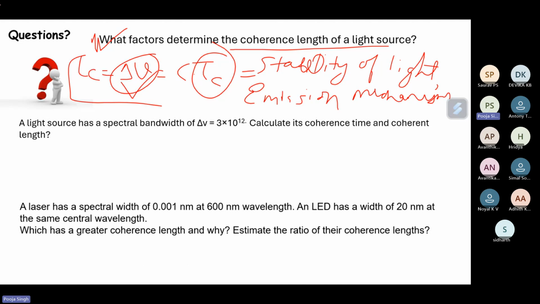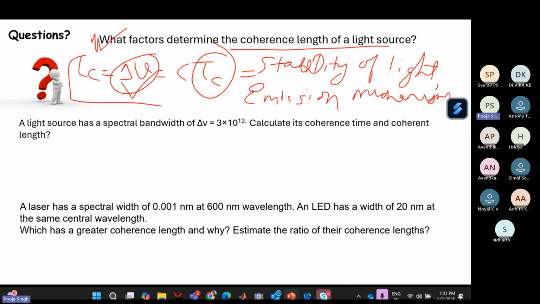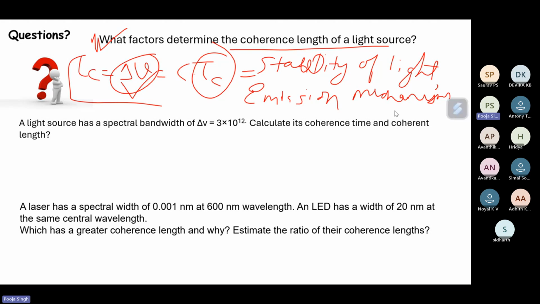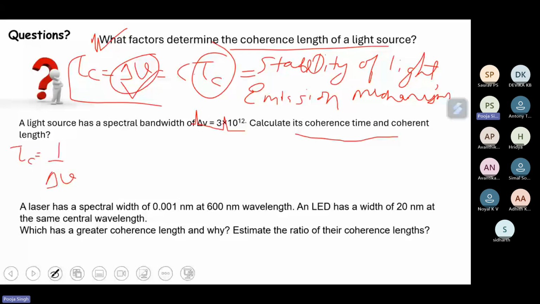So next question, it's a numerical question, right? It is based on the formula only. The spectral bandwidth is delta nu, that much. Calculate coherence time and coherence length. It is simple. Coherence time, tau c, is inversely proportional to delta nu, and coherence length Lc was c into tau c, right? Can you solve it and answer me how much it is coming?